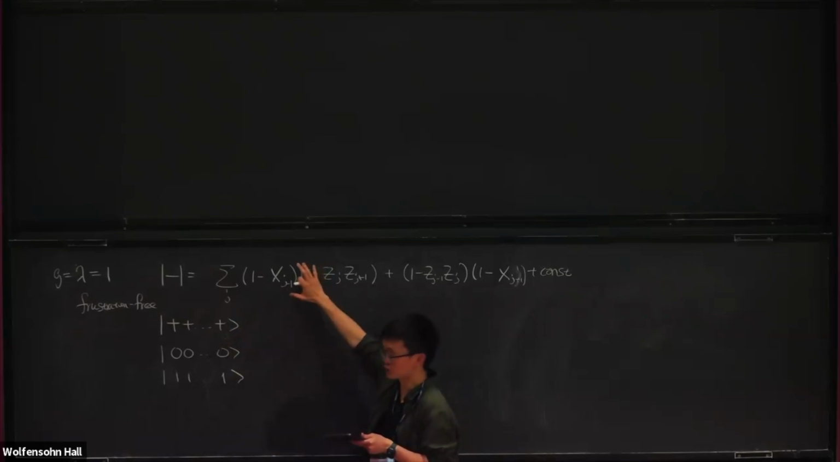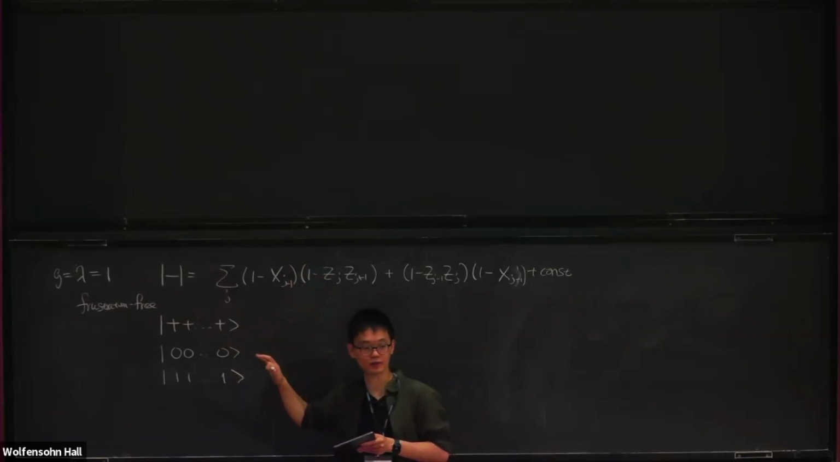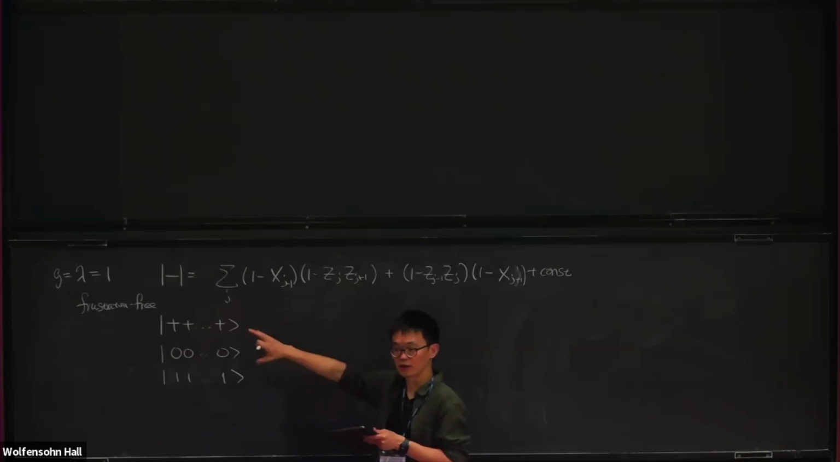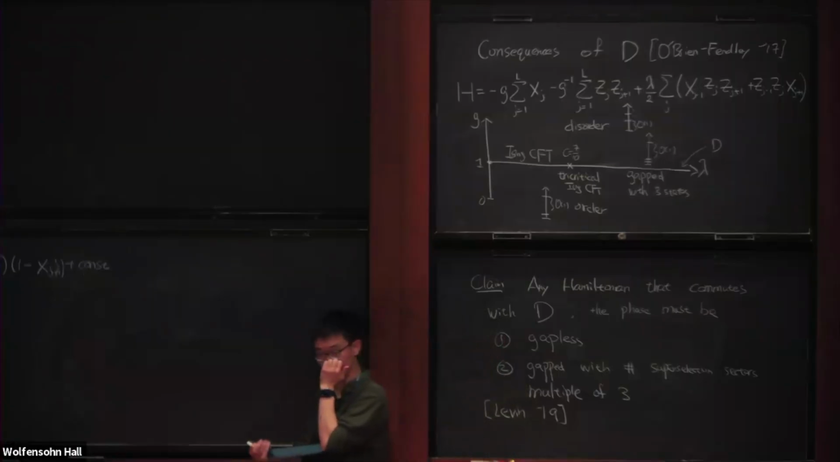What's nice about this frustration-free model is that it realizes these three product states as the exact ground states at finite volume. So you at least see there are three states. Now, it takes a little bit more work to show that these are the only three ground states. But anyway, that was shown in that paper. So this gives a very explicit way to see where the three comes from for this particular model.